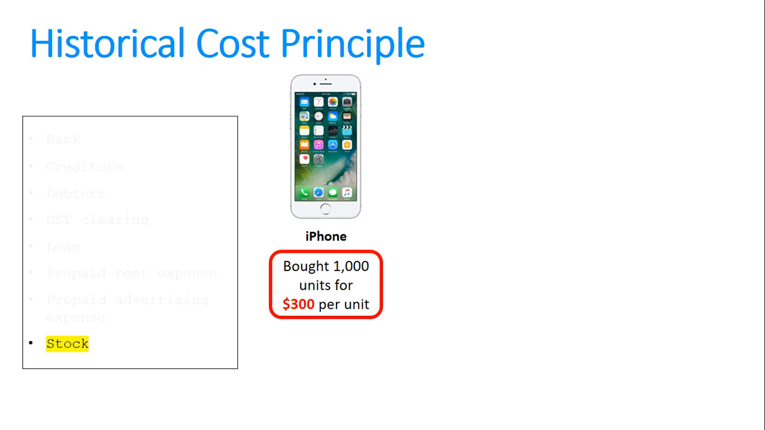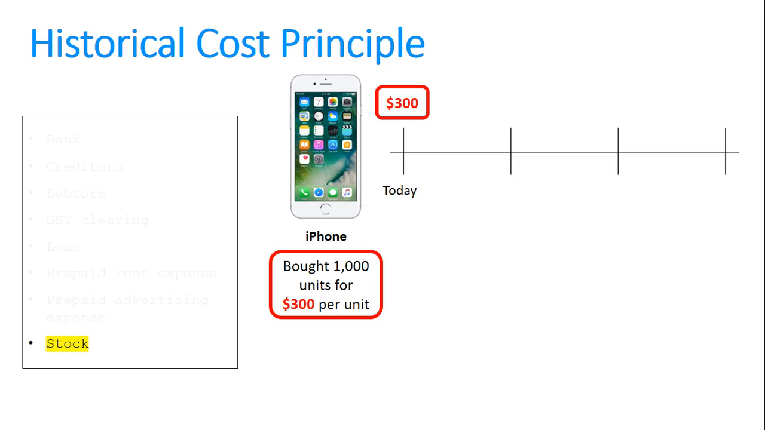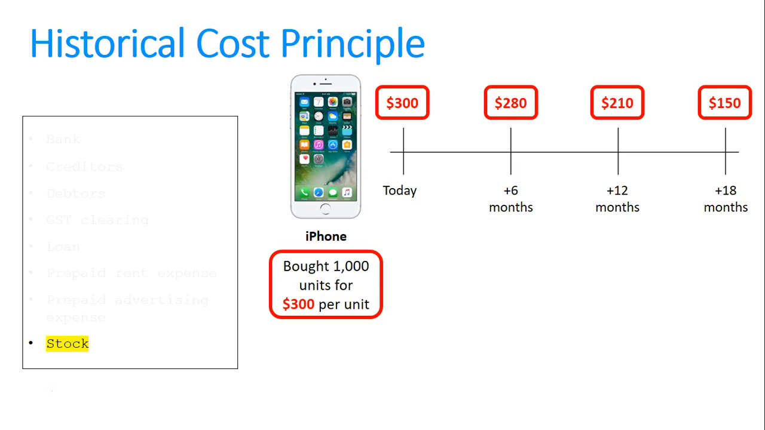Let's have a look at an example. Let's say a shop buys iPhones to sell, so it could be a Telstra shop. They buy 1,000 units for $300 per unit, and on the day they buy them, that's its cost. The problem with that is over time, as the phones get older and a newer iPhone's released, the value of these phones goes down. So maybe after 6 months it goes down to $280, after a year it's $210, and after 18 months maybe it's half of what it used to be, it's $150.